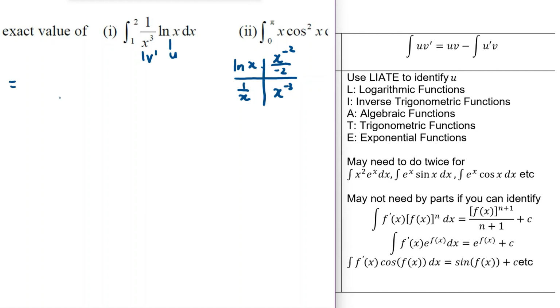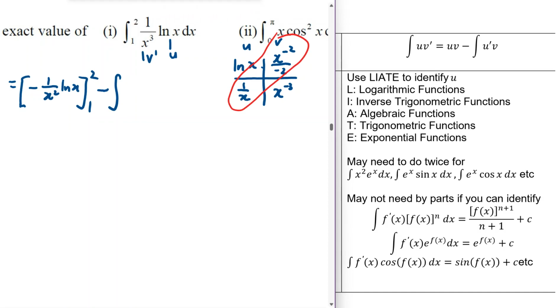So all I'm going to do here is present it nicely with definite integrals. This equals, put a square bracket, uv, so this is my u and this is my v. Put it nicely, 1 over x squared ln x, with my definite limits 2 and 1, minus the integral of u prime v. The good thing about doing it this way is I can see my u prime v nicely over here: 1 over x, that will be x to the power of negative 1, multiplied by x to the power of negative 2 over negative 2, dx.